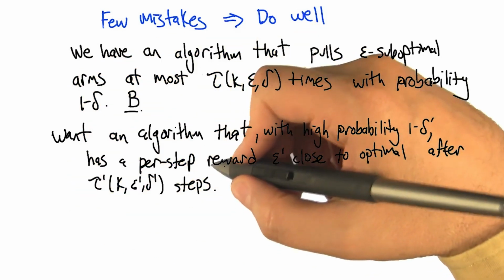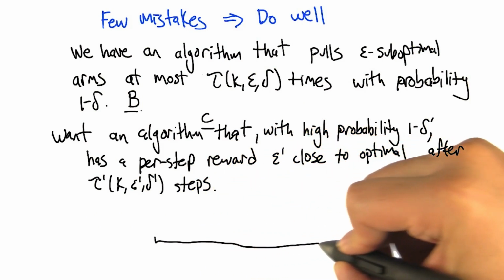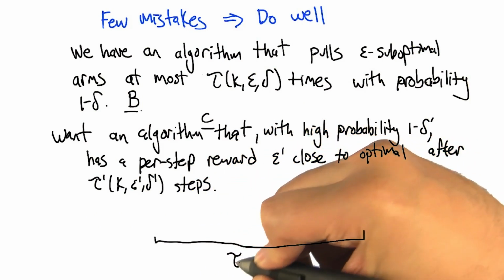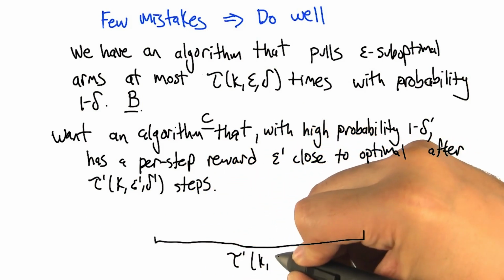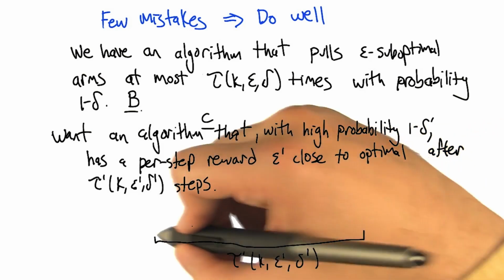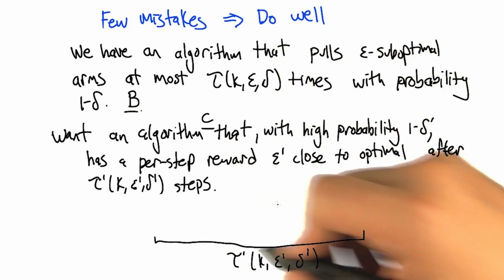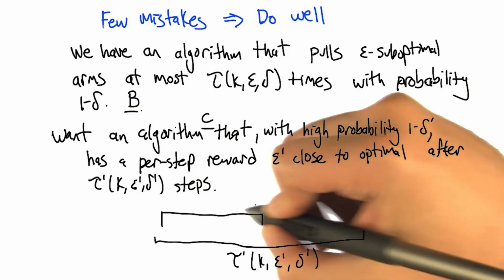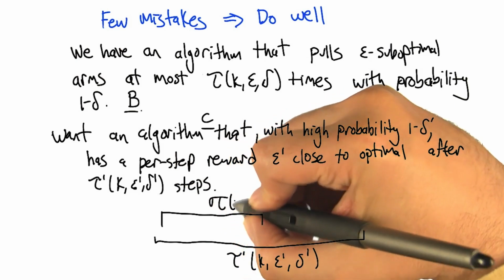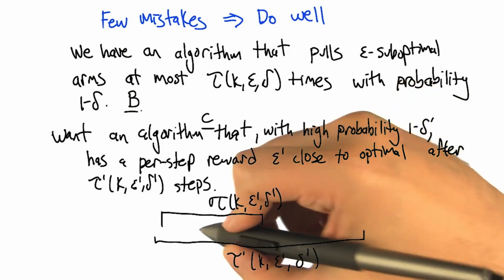So ultimately we're going to run, this is going to be algorithm C, by the way. We're going to run this algorithm C for some number of steps. We're going to call tau prime, k, epsilon prime, delta prime. And let's say that the algorithm that we actually run for this amount of time is algorithm B. What do we know? We know that it could be that it made tau, k, let's say epsilon prime, delta prime mistakes.